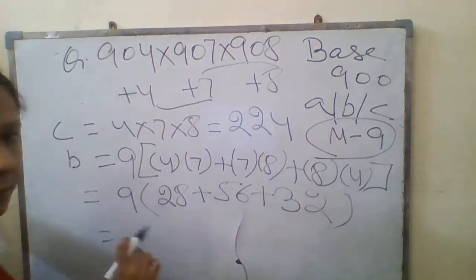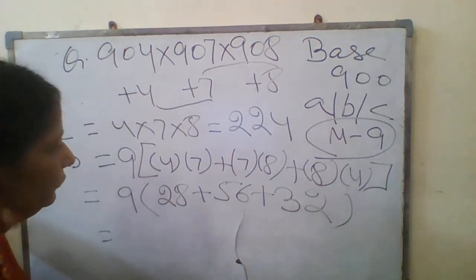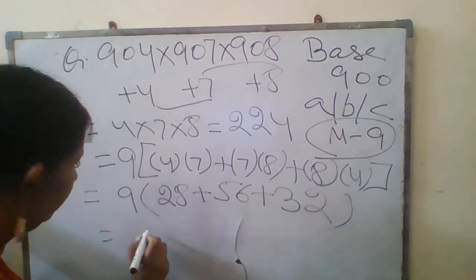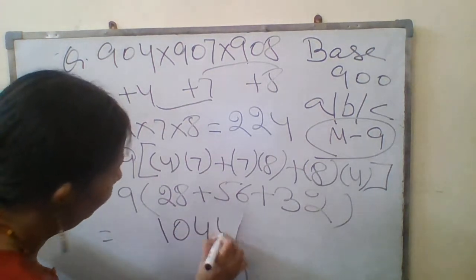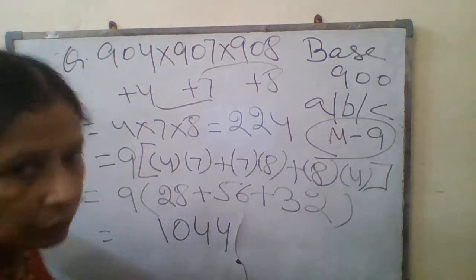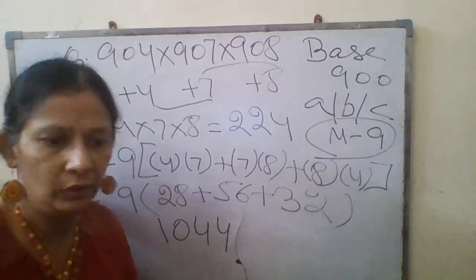9 into, 4 7 is 28 plus 7 is 56 plus 8 is 32. Okay, so when you will solve it, you will get here 1044. Okay, now you have to find out the value of A.